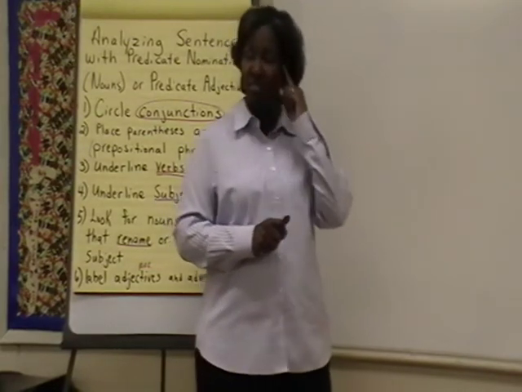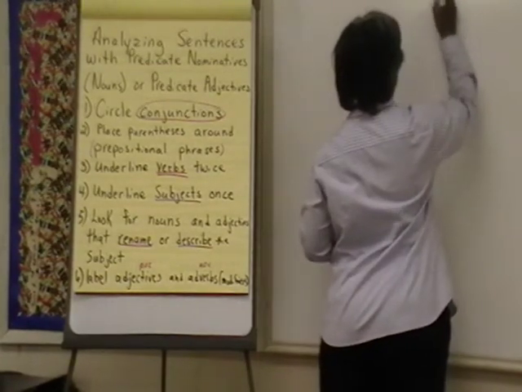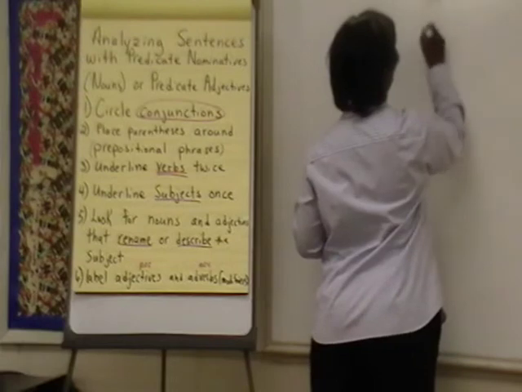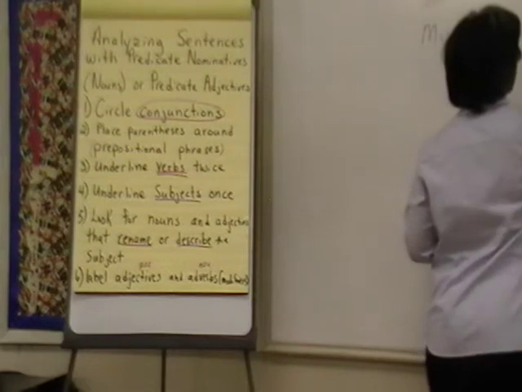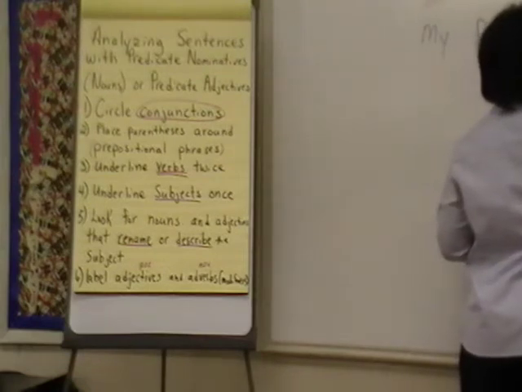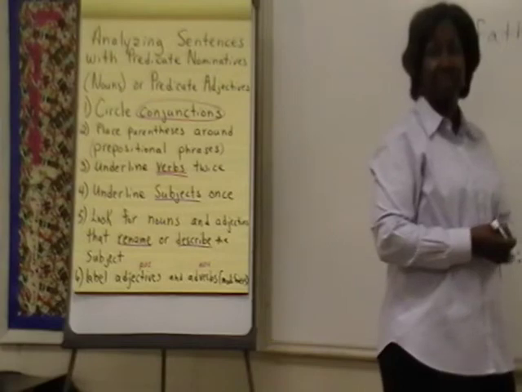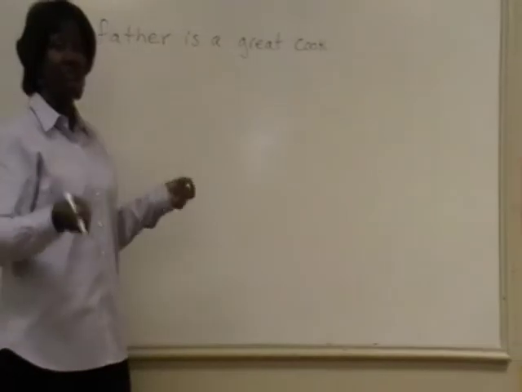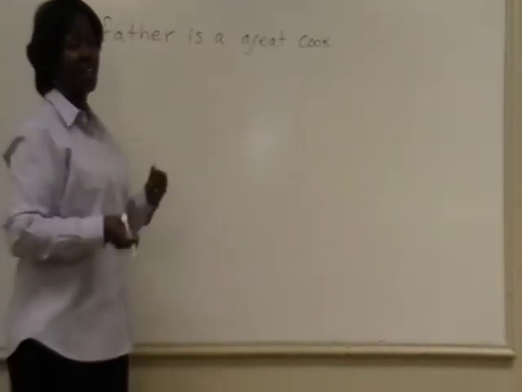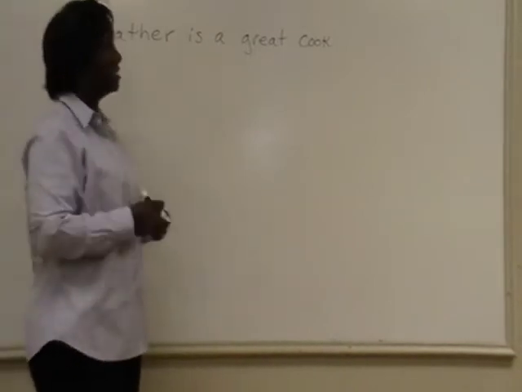Let's start with the first sentence. My father is a great cook. Now, I don't know if your father's a great cook, but let's just pretend he is. My father is a great cook. Be sure to write these sentences with me, because once again, you only learn by practicing. You're not going to learn it by watching me. You could watch me 50 times, and you would never learn it if you did not write the sentences. So remember that you have to write the sentences and analyze them along with me. Good practice will make perfect, not just any kind of practice.